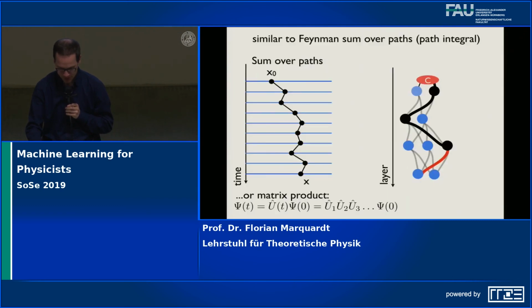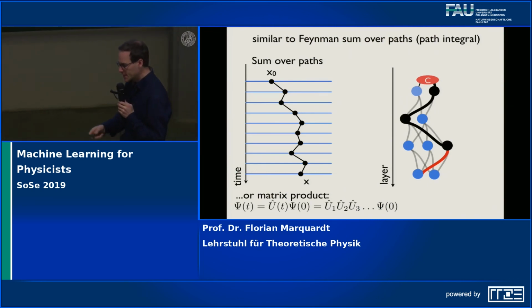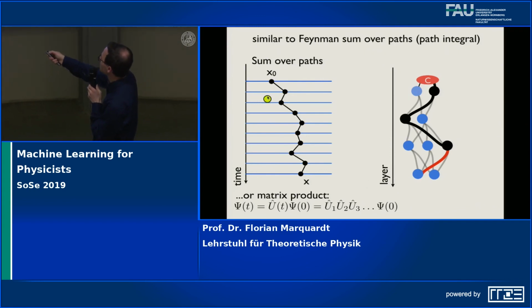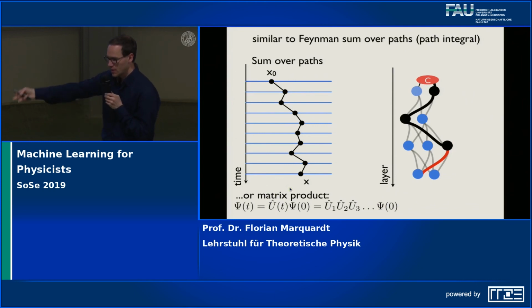So this is the summary we already had, and this is what I just said. If you already know your quantum mechanics, you know that if you want to propagate the wave function of a particle in time, one way to do this is just to solve the time-dependent Schrödinger equation. But another way of doing it is to say, my wave function at time t, I obtain from my wave function at time zero by multiplying by the time evolution operator U of t that propagates a large time interval t. And now I can split this big time evolution into a lot of small time steps.